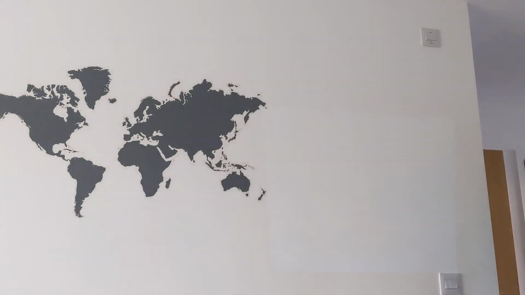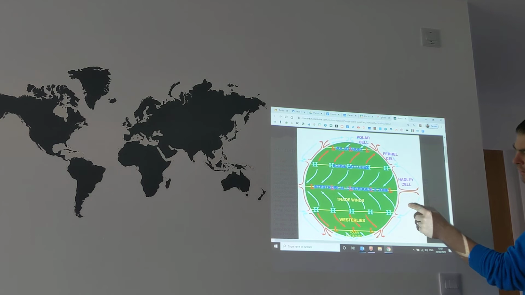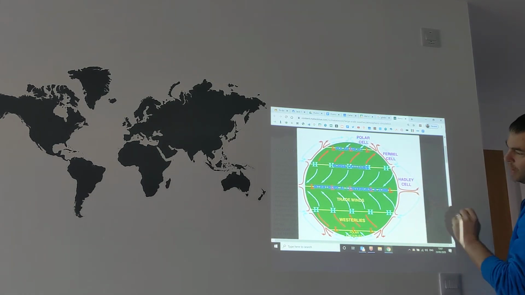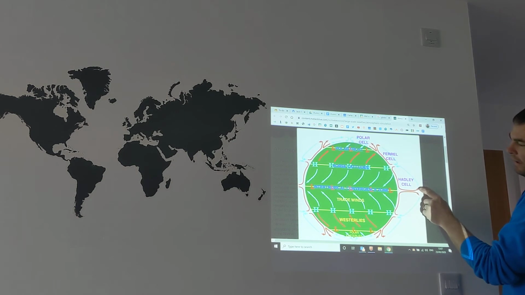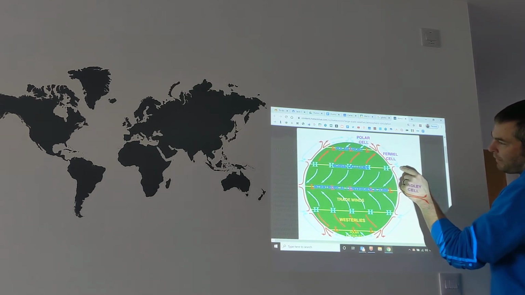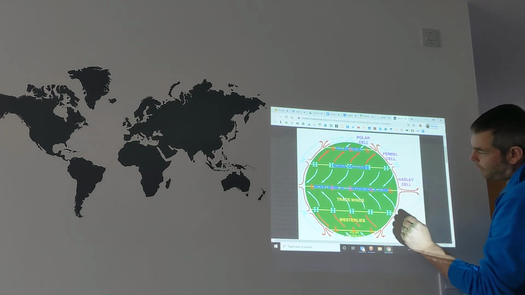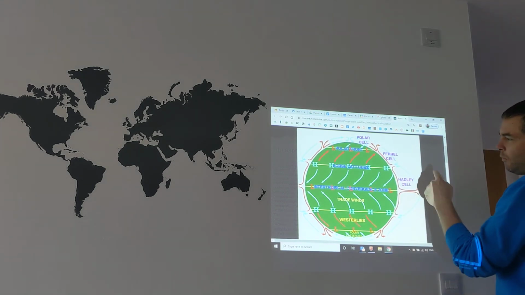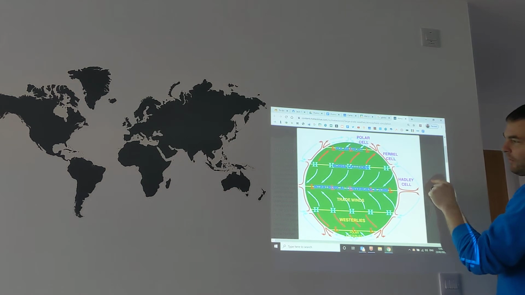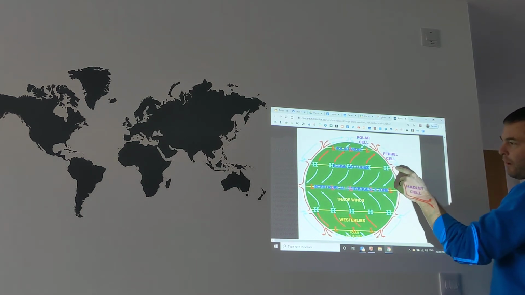Now in the Hadley cell, and there's another Hadley cell here, air then spreads north and spreads south away from the equator. As it does that, that cooling air has lost its rainfall, and then it sinks back down to Earth. As it's sinking back down to Earth at this point, and at this point, the southern parts and the northern parts of the tropics, any moisture in the air in the form of clouds evaporates because it gets closer to the warm Earth. So clouds evaporate, you've got clear skies, and there's no rainfall.